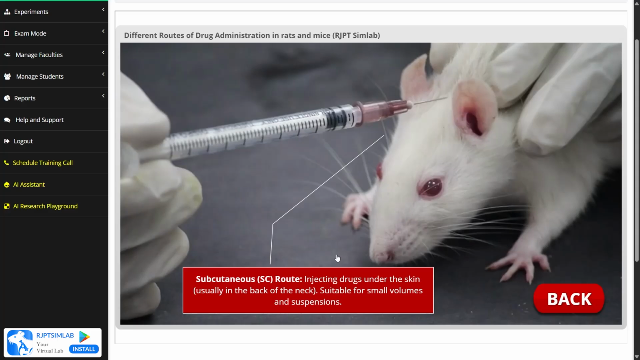The description of this route says that it involves injecting the drugs under the skin, usually in the back of the neck, and is suitable for small volumes and suspensions. This means we are injecting the drug between the layers of the skin. As we can see, this is a needle which goes between the layers of the skin, and we usually provide the subcutaneous route on the back of the neck. As we can see, this is the back portion of the neck. This route is suitable for small volumes of drugs, usually in suspension formulation.